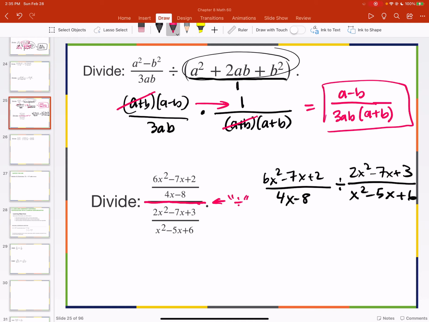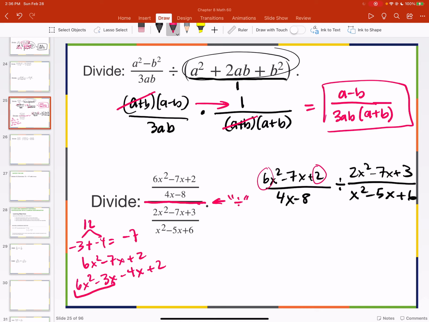So what are the factors of 6x squared? Oh, so you can do the AC method, right? 6 times 2 is 12. And then what are the factors of 12 that add up to -7? That's -3 and -4. And then you can rewrite 6x squared minus 7x plus 2 as 6x squared minus 3x minus 4x plus 2, factor by grouping. 3x times x minus 2, minus 2 times x minus 1.